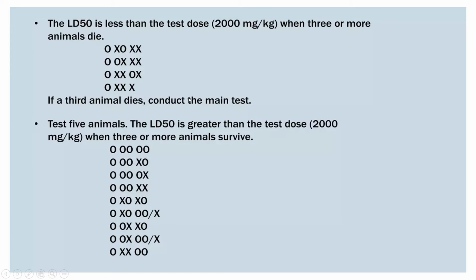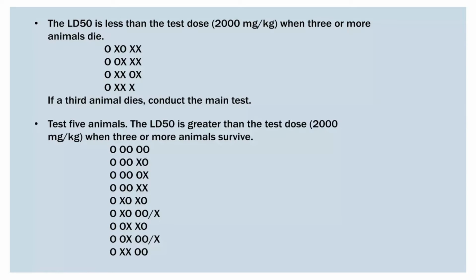If the third animal dies, conduct the main test. If three animals are constantly dying, then you can say one more animal. We have to conduct the main test from 175 mg, then according to the 3.2 progression factor. So test 5 animals. LD50 is greater than the test dose 2000 mg per kg when 3 or more animals survive. In that condition, if the 5 animals survive, then we have to stop and we can decide the LD50 is more than 2000.